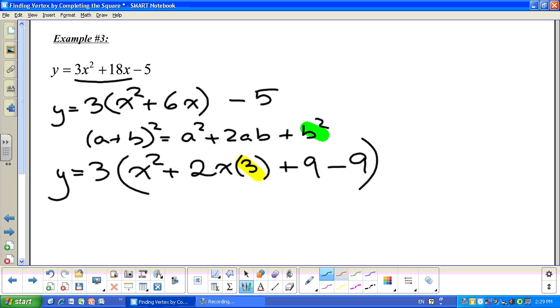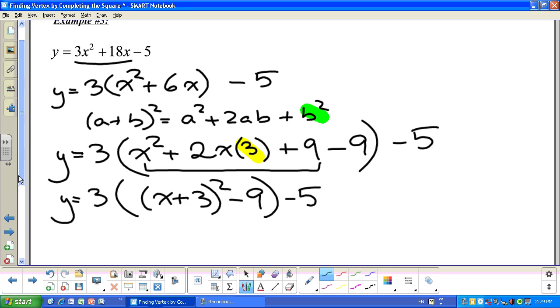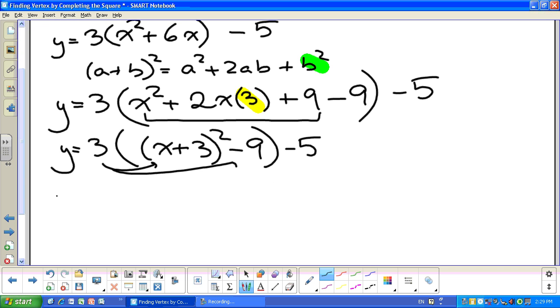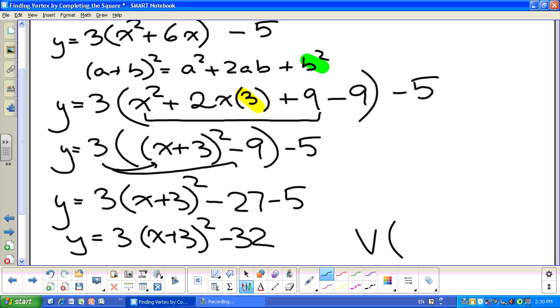Close the bracket, and we still had negative 5 at the end. Good. Now, almost happy here. These 3 terms are giving me 3 times x plus 3, everything squared, minus 9, minus 5. I know from before, open the brackets. So y equals 3 times x plus 3 squared minus 3 times 9, that's negative 27, minus 5, and finish it off with the vertex form of the quadratic equation. Minus 32. The vertex will be at negative 3 and negative 32.